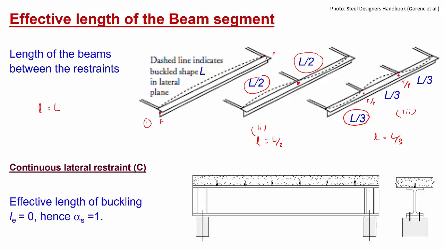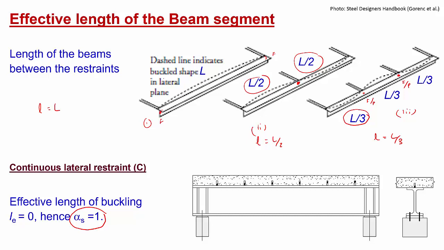Now, also, as we discussed before, if there is continuous lateral restraint, like a concrete slab on top of the beam over the full length of the beam, connected with the beam by shear studs, then there is no possibility of this beam having lateral movement. So it is continuously laterally restrained. In that case, practically the effective length LE is 0, isn't it? Because it cannot buckle laterally. What it means is that the alpha S factor becomes 1. That is the best case scenario. So when alpha S is 1, it will give you the maximum capacity.